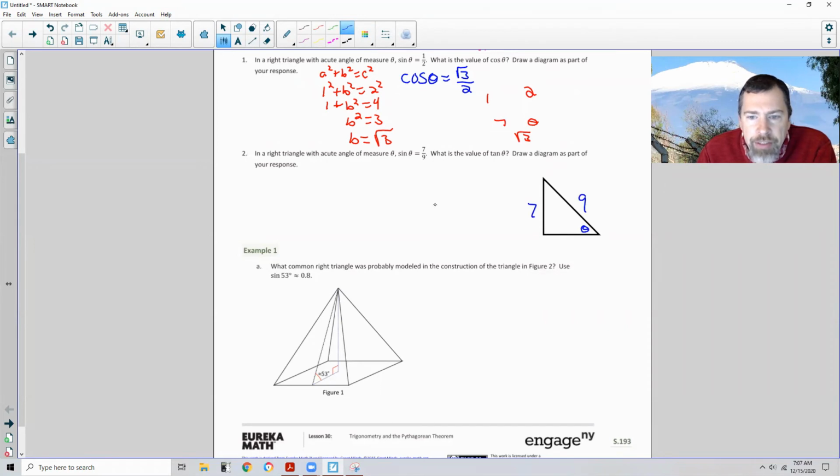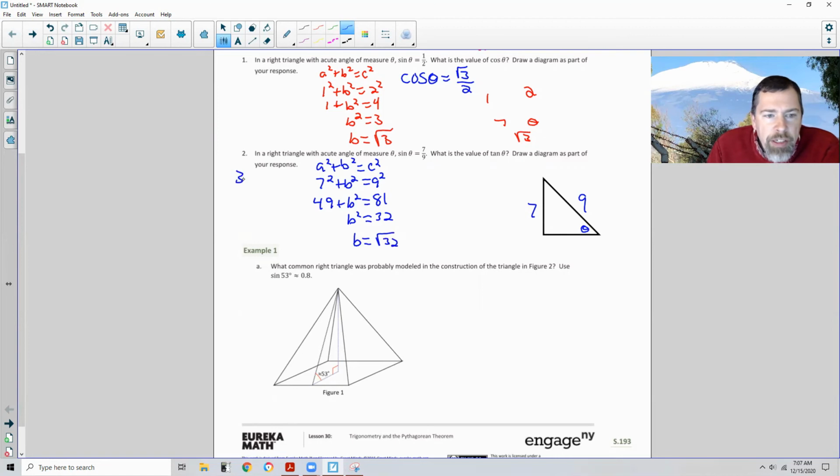I need to find this side. A squared plus B squared equals C squared. 7 squared plus B squared equals 9 squared. 49 plus B squared equals 81. Subtract 49 from both sides and that would be 32. So B equals the square root of 32.